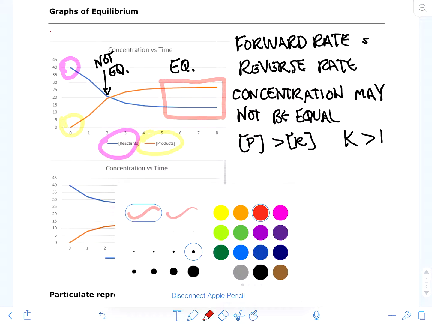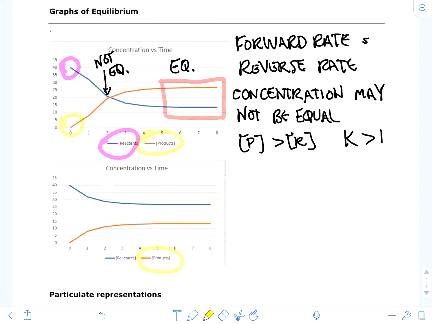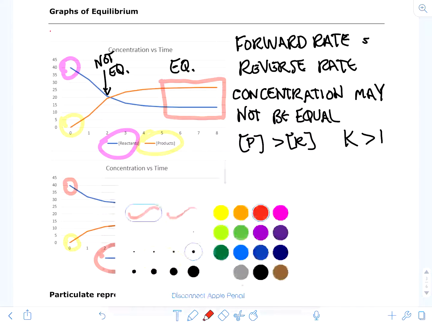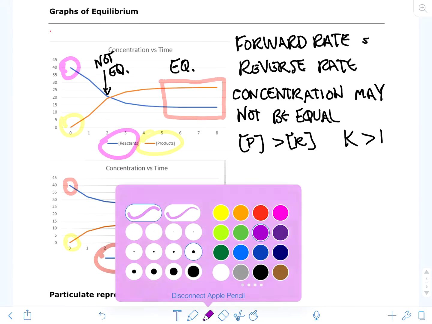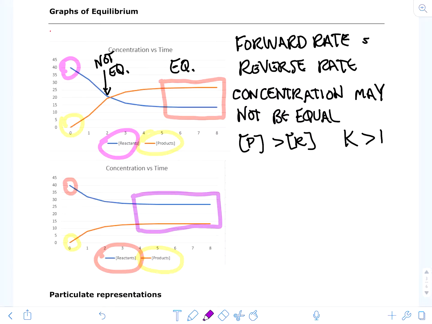Now with the bottom graph, something different is going on here. Once again, the products at the beginning are 0, and the reactant at the beginning is 40. So we're starting off with no products. We have all reactants, but something different is coming into play. Instead of having them share a concentration at some point, they never do. When you're looking at concentration, I would argue that concentration flatlines right around here. So as a result, equilibrium probably happens a little bit sooner than in the previous graph.